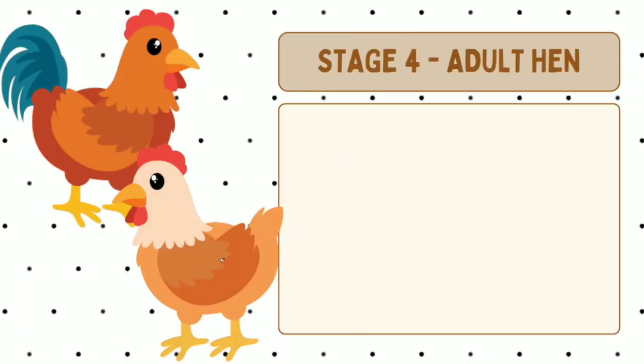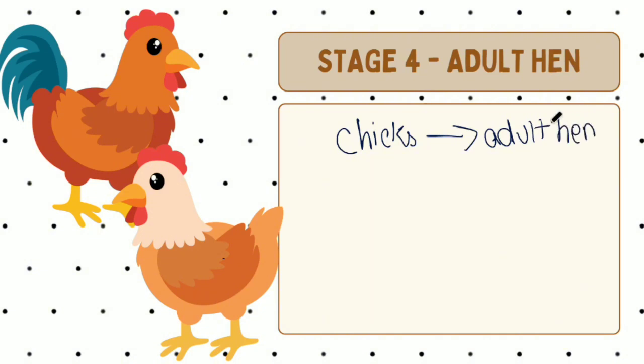Next, the last stage is the adult hen. This chick grows into an adult hen. How does it grow? It has some feathers and it will become very strong. It has some feathers, learns to fly, and can have its own babies.